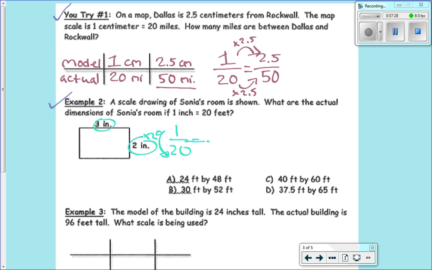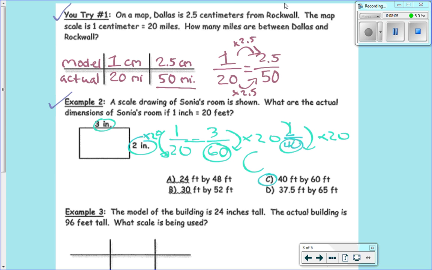Good. Good. Good. And then 2 times 20. Good. Answer choice C. So her actual room is 40 by 60 feet. I wonder what room that is. That's pretty big. All right, let's give them one big clap.